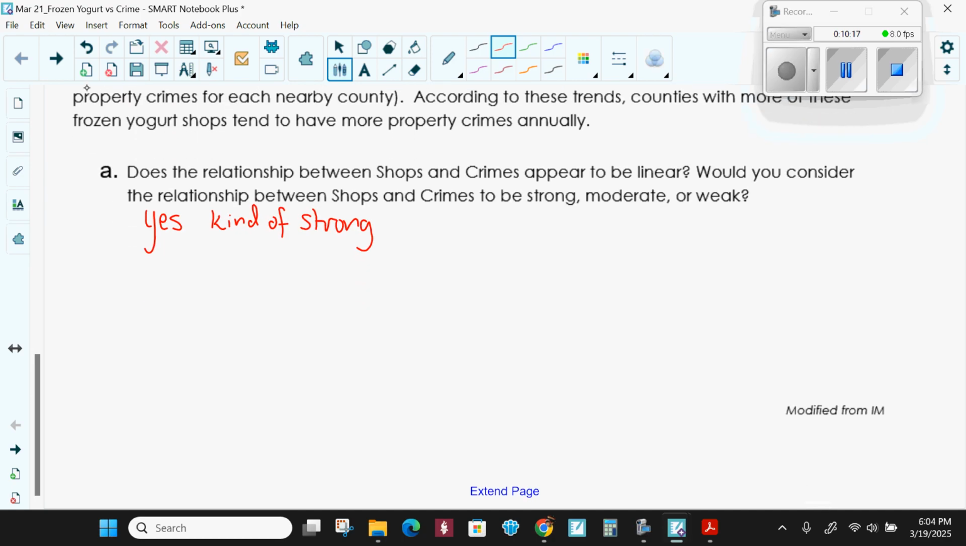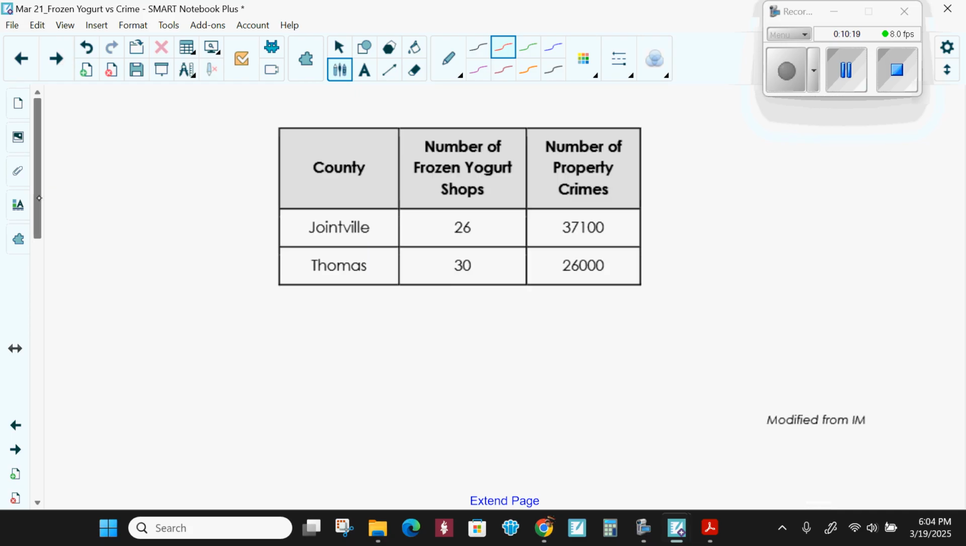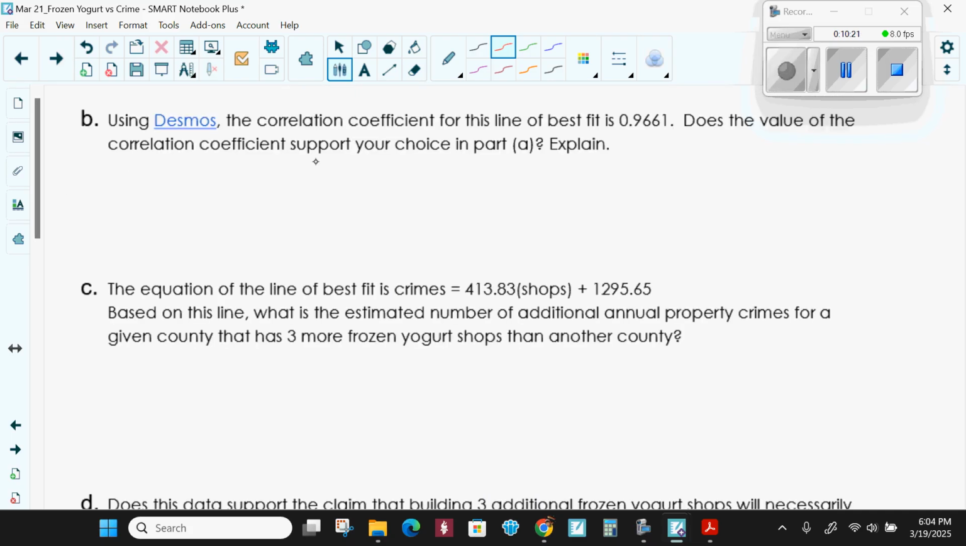Okay, so let's go over to the next page. Now it says using Desmos, the correlation coefficient of the line of best fit is 0.9661. Does the value of the correlation support your choice? Yes, because we said it was strong. We thought it was kind of strong, but this is actually a pretty strong. 0.9661 is very strong linear because it's so close to 1.